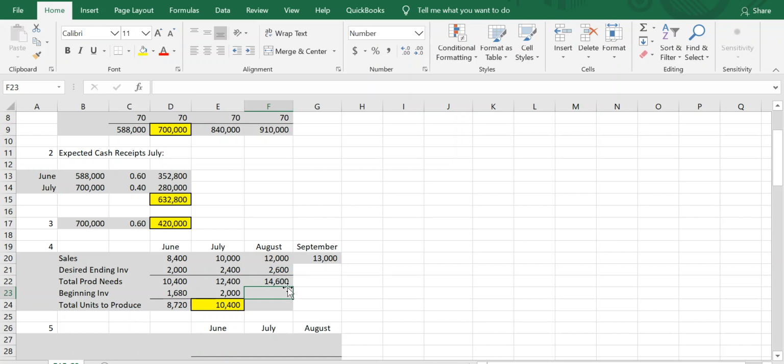Okay, so then we look at this and we say, okay, what is our beginning inventory? Well, in August, it's the ending inventory from July is our beginning inventory. So we put that here. And we have a total units to be produced of 12,200 in August. Okay, so that's number 4.